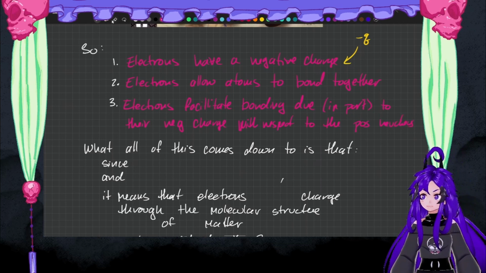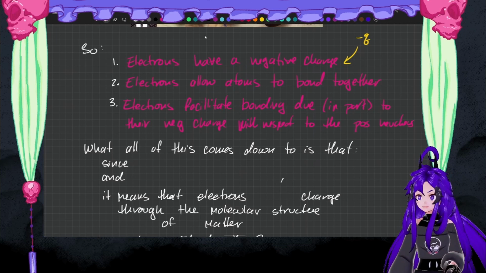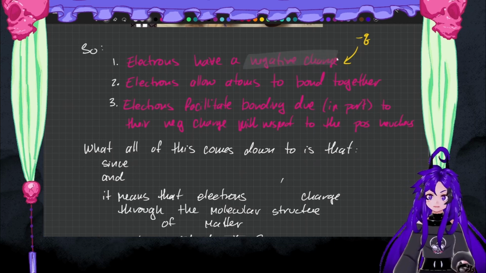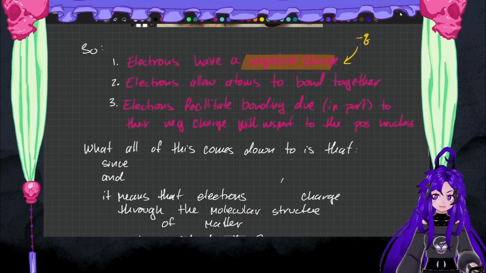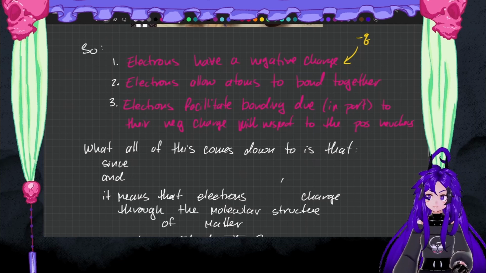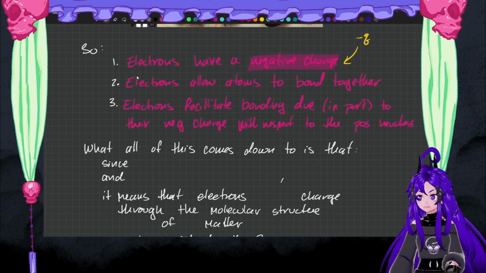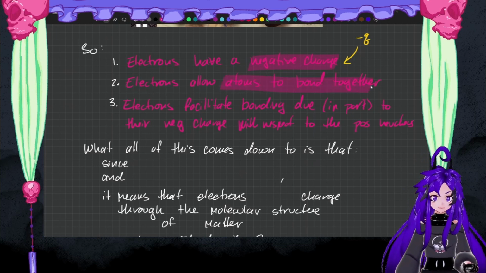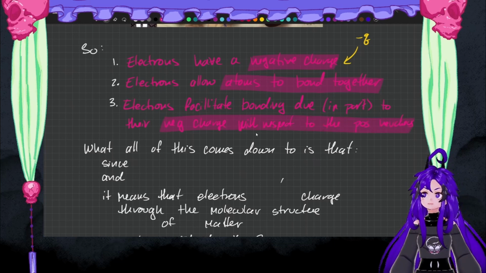Okay, so those were the key takeaways here, right? Electrons, negative charge. And also, electrons bond atoms together, right? And they do this because of the negative and positive charges in the atoms.